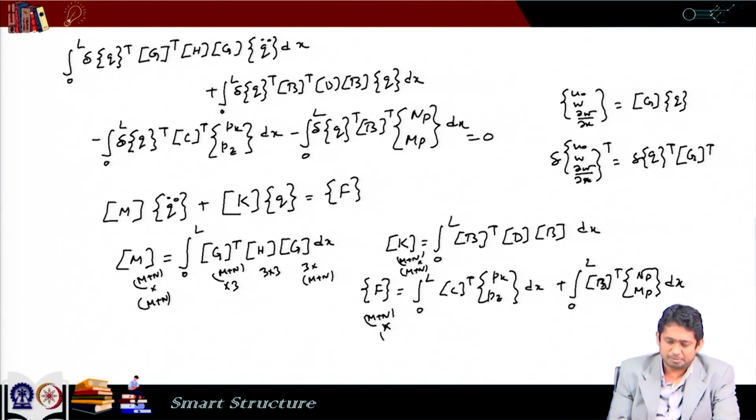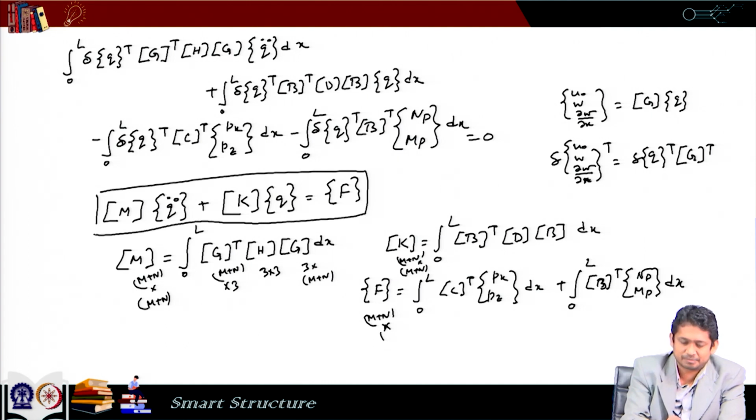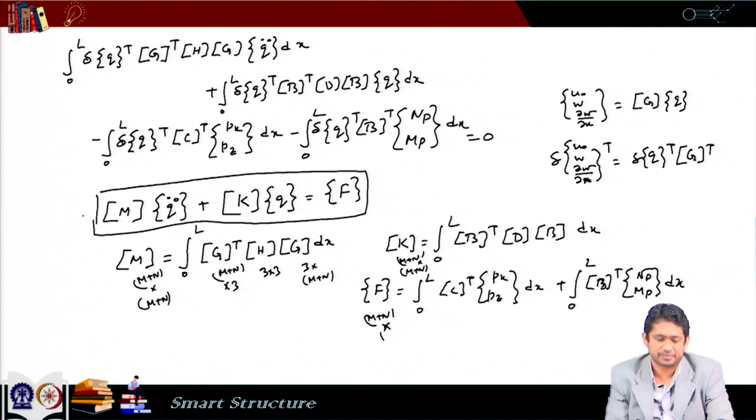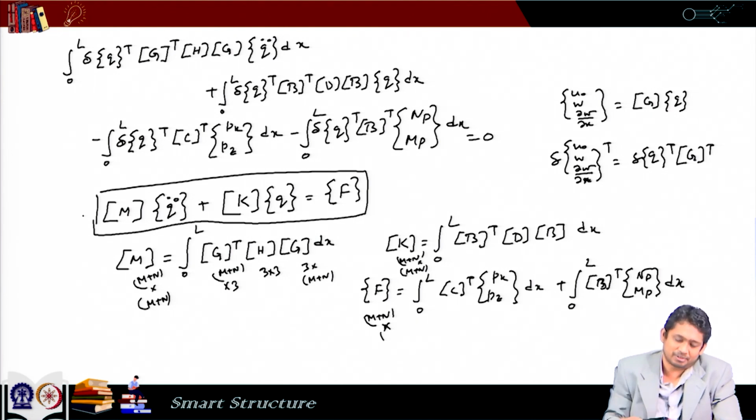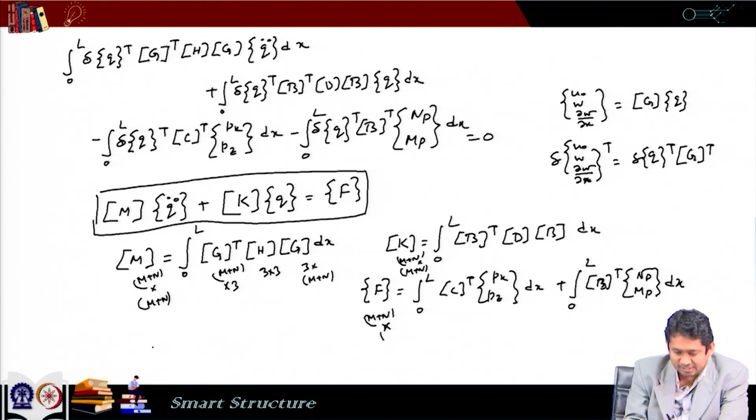Now, in all the problems we have got the equation in this form, where we have an inertia term, a stiffness term and the force vector. But what happens is, in real life there is always damping associated with this, which we cannot get directly from where we started. So, what is generally done is, damping is artificially added.